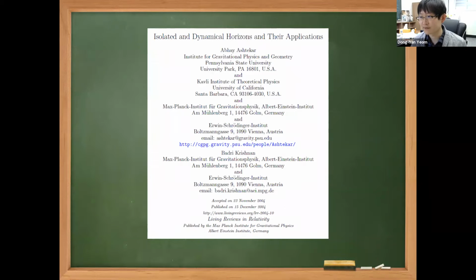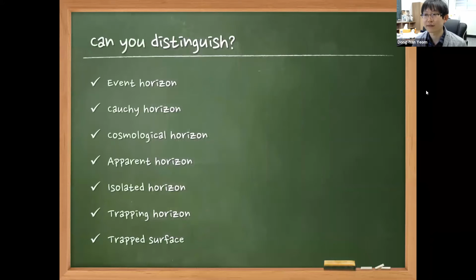Maybe the journal name is Living Reviews in Relativity, which is a very important review journal in the general relativity community. And this topic was summarized by Ashtekar and Krishnan. Also, one very important author in this field is Sean Hayward. He introduced the trapping horizon concept. Anyway, in this paper, they are talking about isolated and dynamical horizons and their applications. So what is a dynamical horizon and what is an isolated horizon, whatever it is.